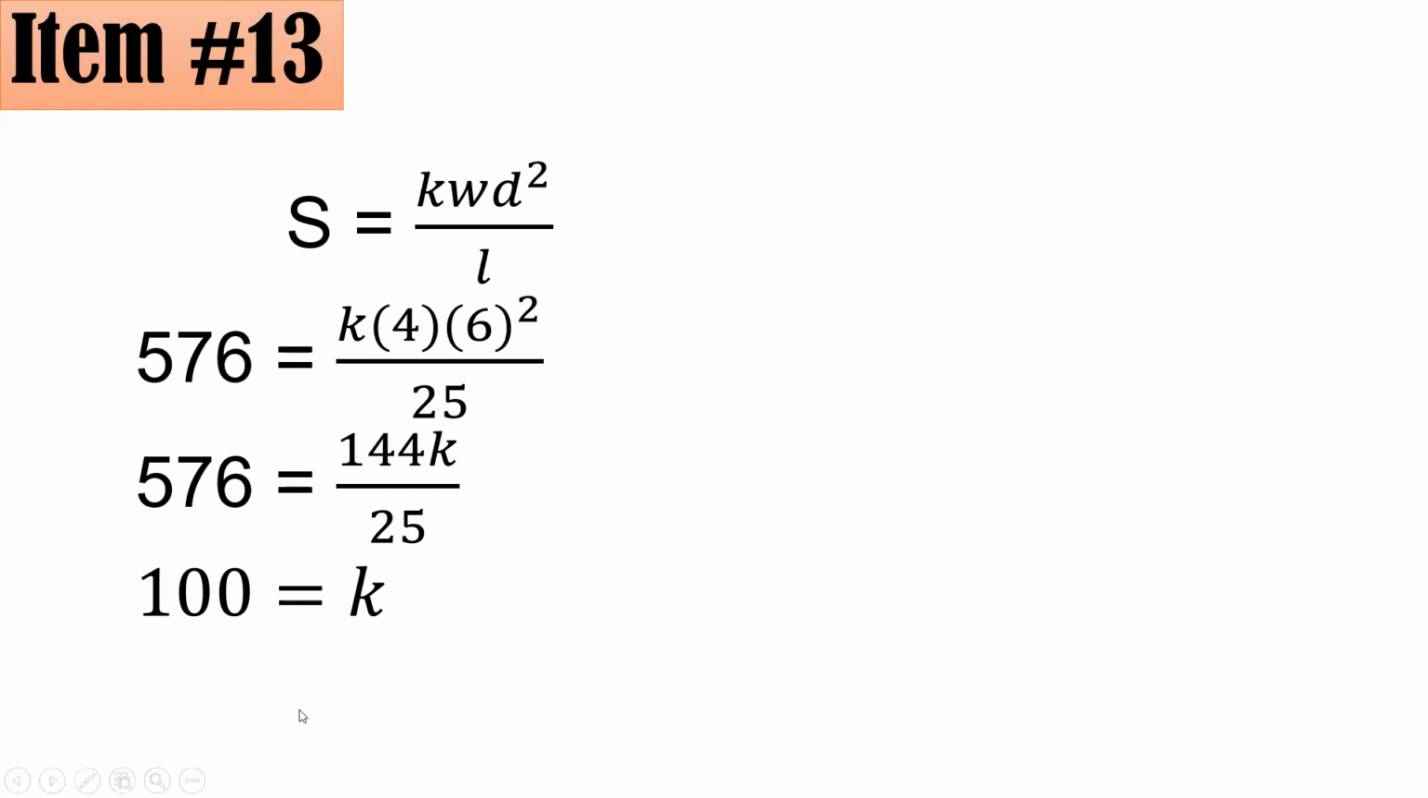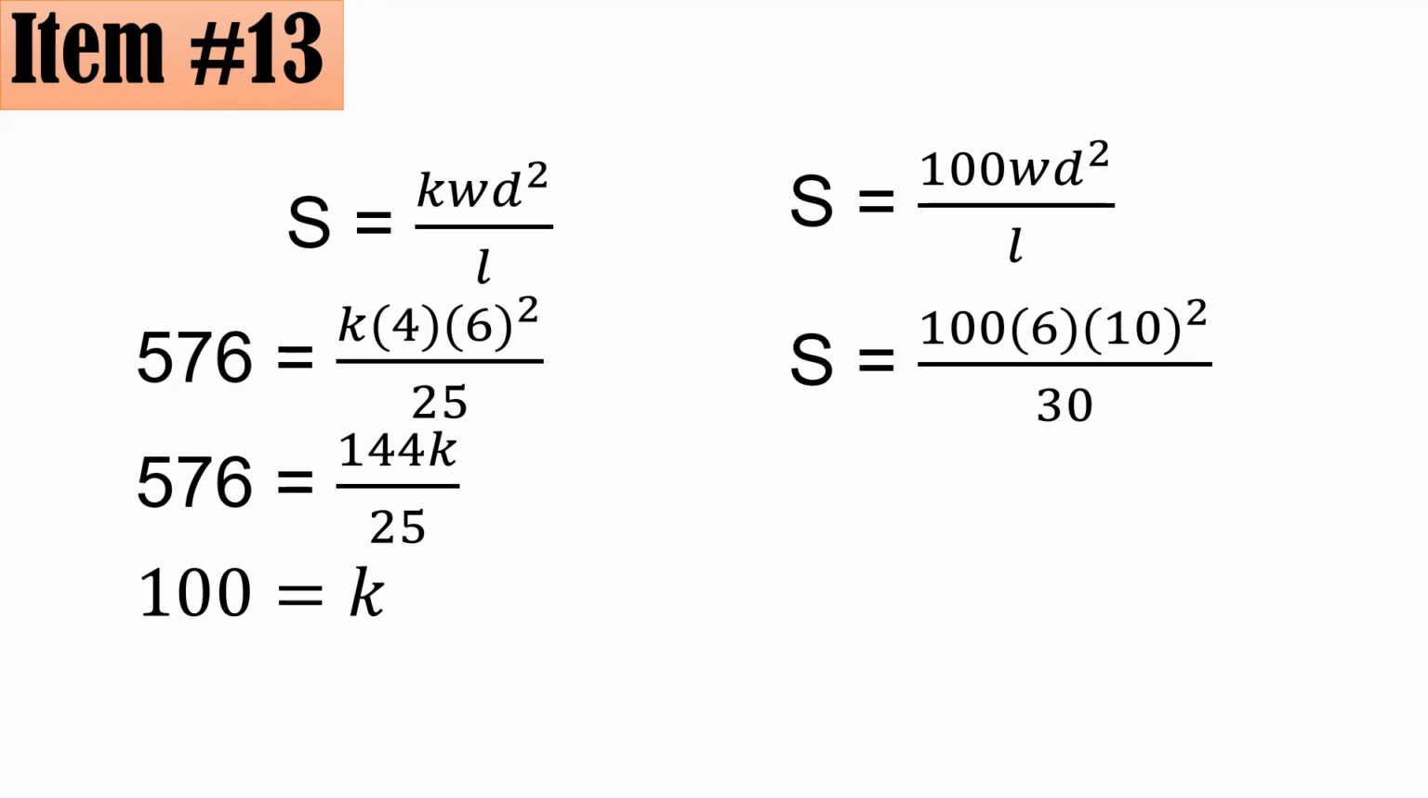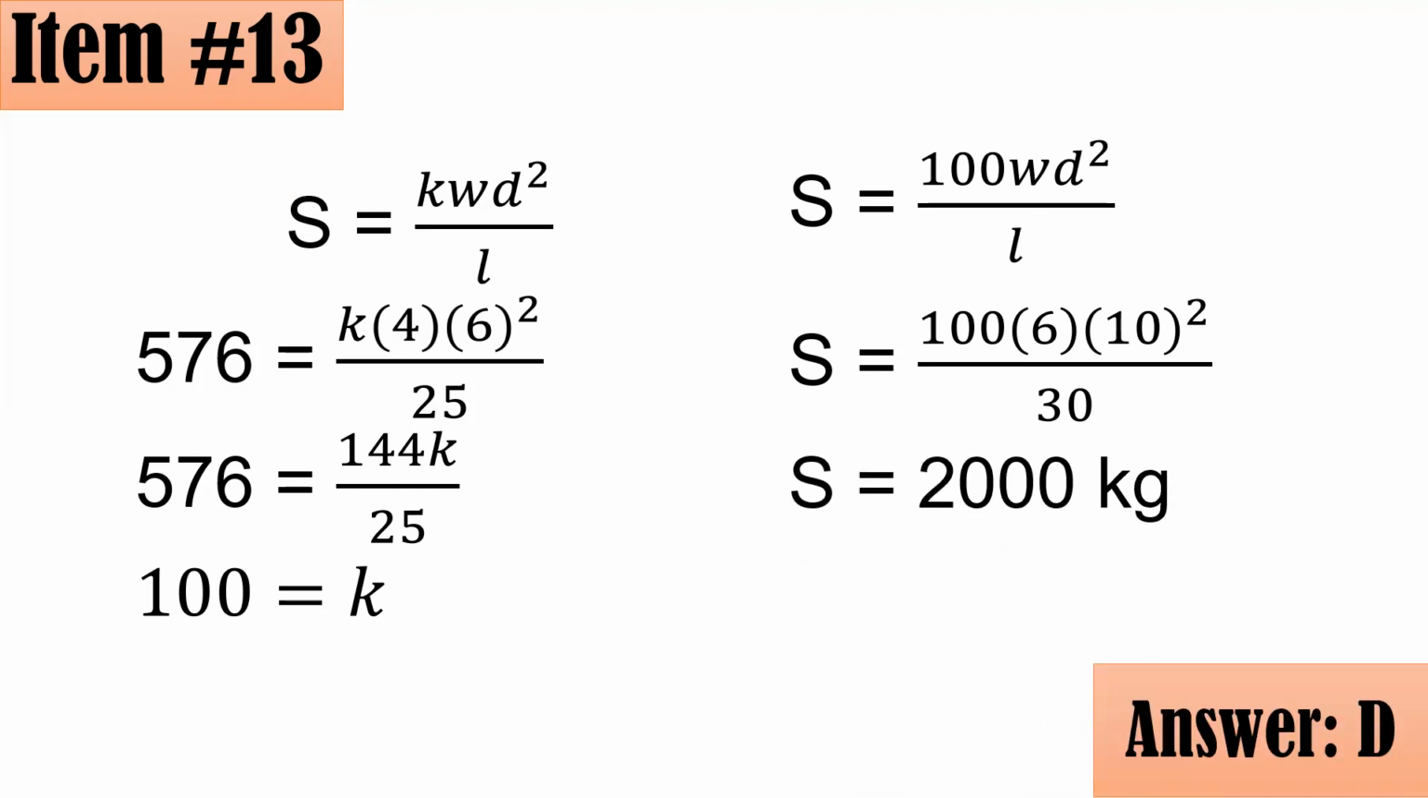At dahil meron ka ng K na 100, this K now will be replaced with 100. That's why your equation now is S equals 100 WD squared all over L. And substituting the second set of information earlier, we have S equals 100 times, di ba, width is 6, depth is 10, and length is 30. And using your calculators, you will get 200 kilograms safe load.